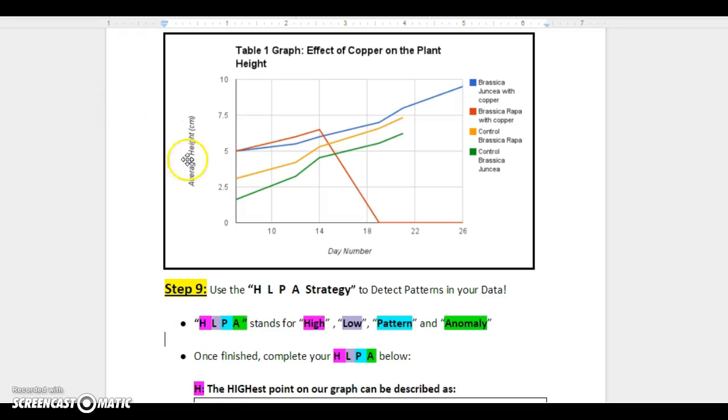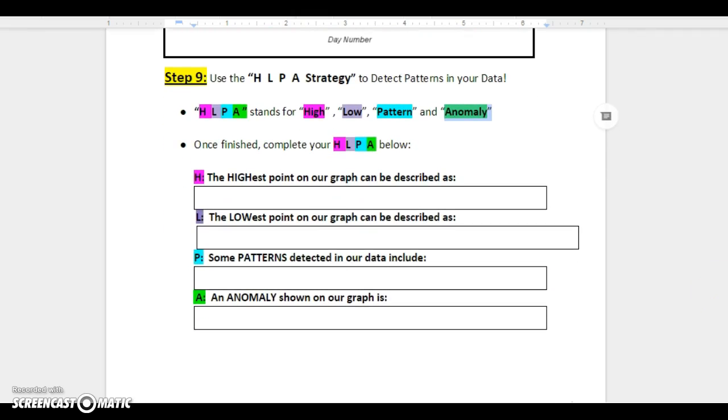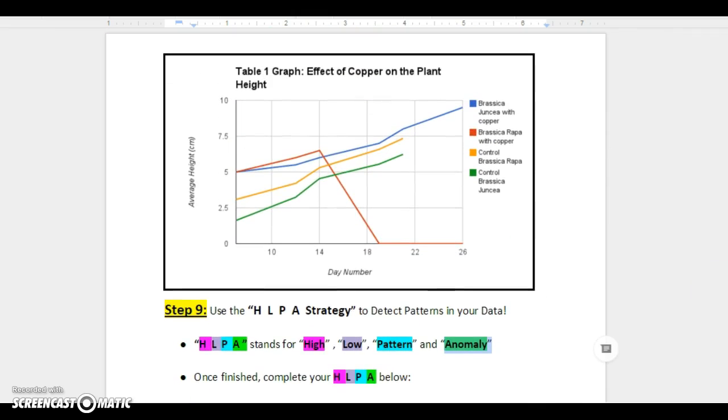In this video, we'll talk about the HLPA strategy in order to detect patterns in your data. HLPA stands for high, low, pattern, and anomaly. Together, we'll identify each of these in the above graph in order for you to understand how to do it on your own. Let's start with H.